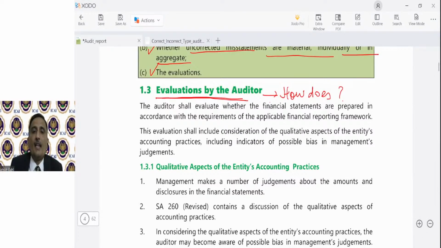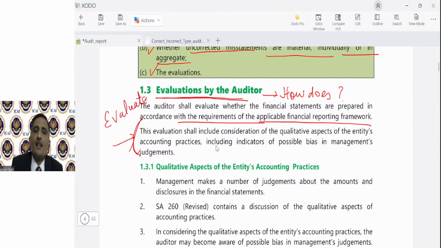So the auditor shall evaluate whether financial statements are prepared in accordance with the applicable financial reporting framework. Now, how will he evaluate? Evaluate, by now you have understood this term, guys. Evaluate means to assess that I have obtained some evidence. Then I would have to assess whether it is proper or not, and how it is affecting my opinion. Okay.